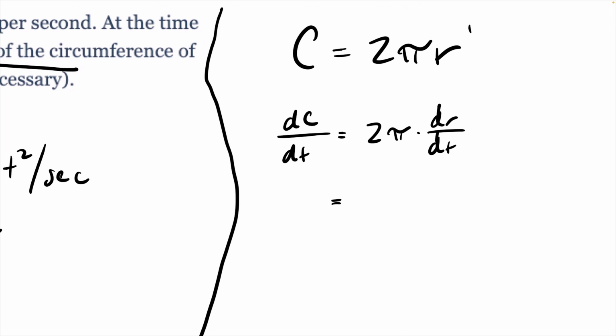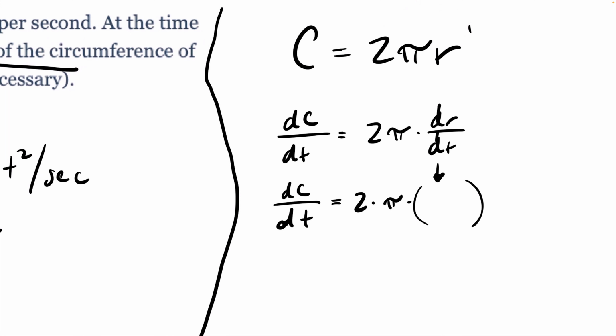We don't know dc over dt. That makes sense. That's the question. If I knew that, I wouldn't do all this. I would just answer the question. 2 times pi times dr over dt. What is dr over dt? No clue. When that happens, that's when you have to use step 4.